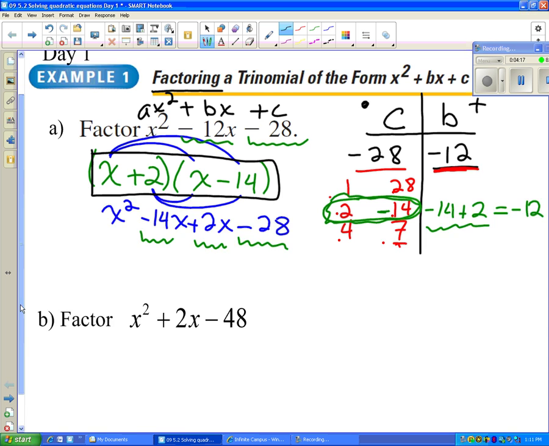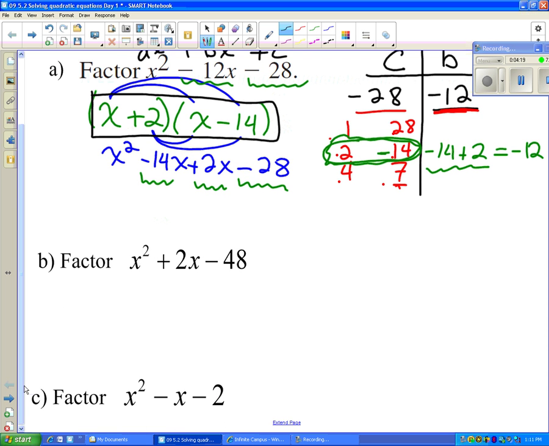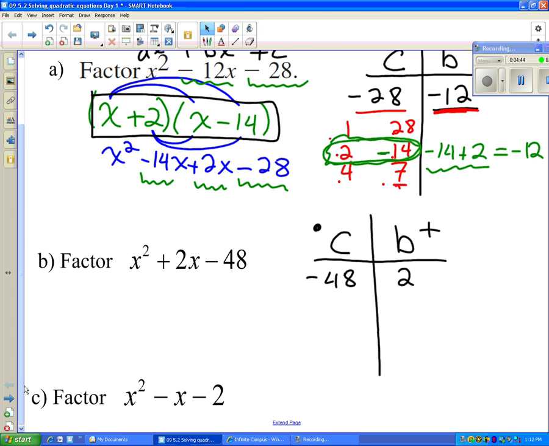Let's try another one. Let's factor x squared plus 2x minus 48. Again, I want to start the same way with my little table. My letter c goes here, my letter b goes here. What multiplies to be c and adds to be b? My c is negative 48. My b is the number 2. So the question is, what multiplies to be negative 48 and adds to be 2?